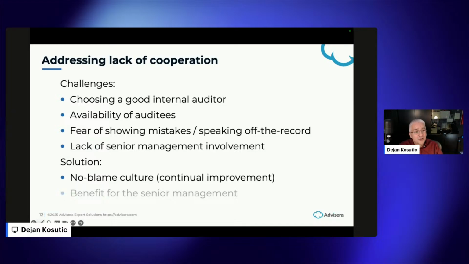Now, how do you actually come to this no blame culture? The answer again is not easy, not simple, not quick, but I would say the best trigger for this is that you show a clear benefit for the senior management. If they understand the benefit of internal audit, then they will also understand why this no blame culture is important for performing this internal audit. And this is where we come to the main point of how internal audit can be useful.